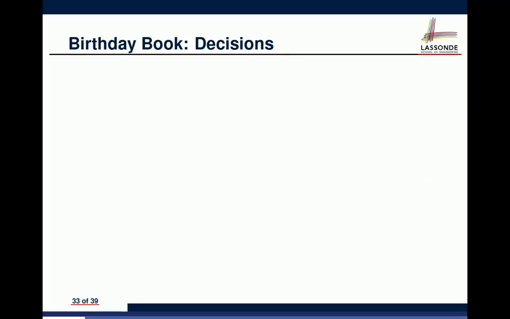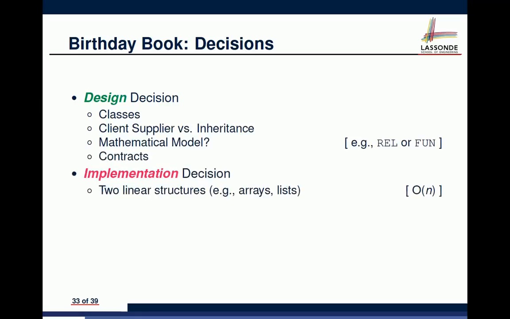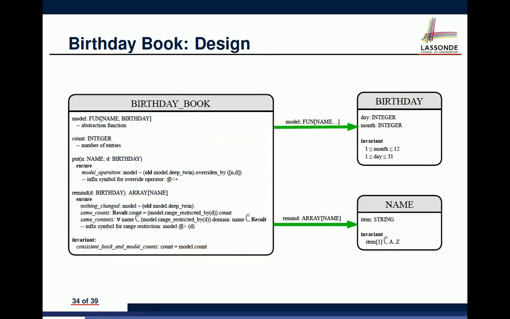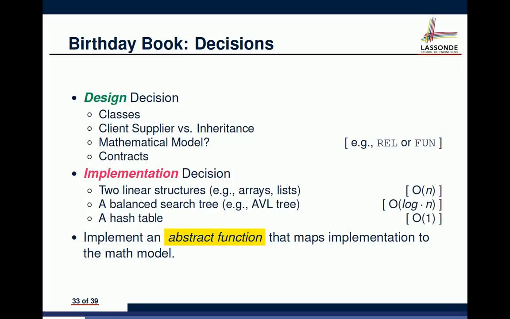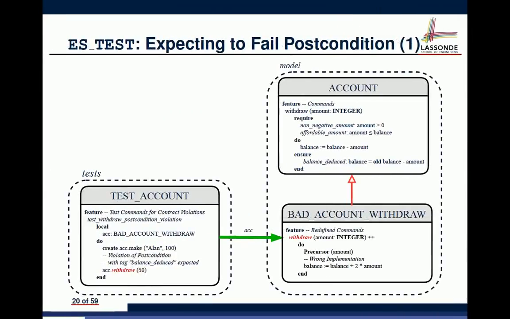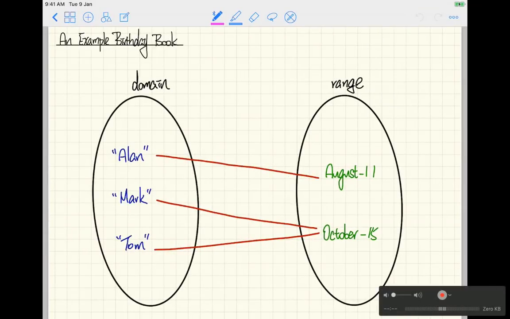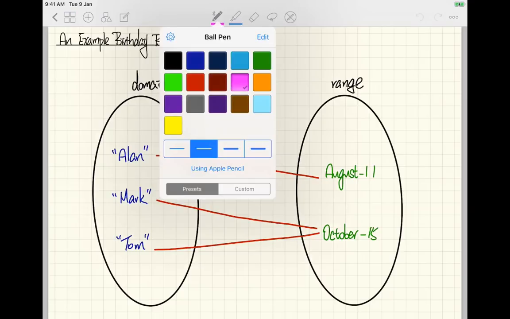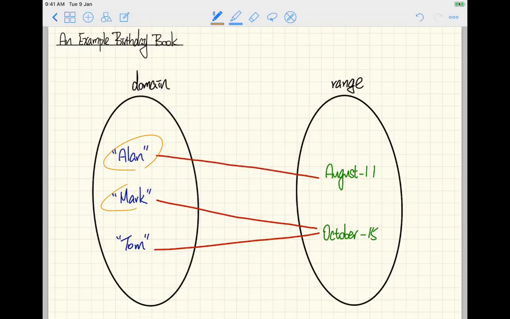So we talked about design and implementation decisions last time, so I'm going to skip that. Now let's talk about design, right? If ever I have to refer back to the example, let's say this is one example to visualize a birthday book. Again, we've got three people here. We've got Alan, we've got Mark, we have Tom. Let's say Mark and Tom were both born on October 15th. And Alan was born August 11th.